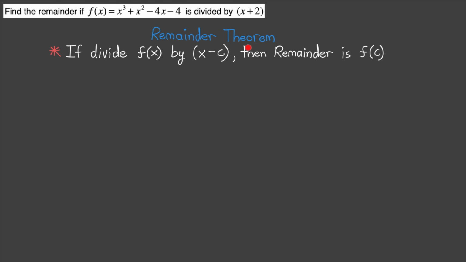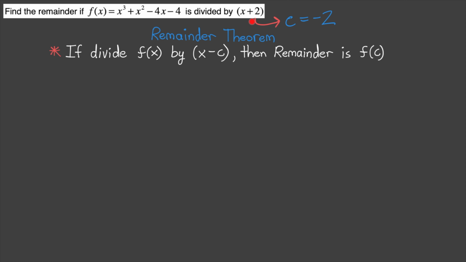It is the remainder theorem, which says if you divide a polynomial f of x by x minus c, then the remainder is f of c. So in this case, what is c? So c is what we're dividing by, which in this case is x plus 2. So our c value here is going to be not positive 2, but negative 2. So c equals negative 2. And the reason why c equals negative 2 is because there's a minus here. So the value of c is always going to be opposite of whatever's here.